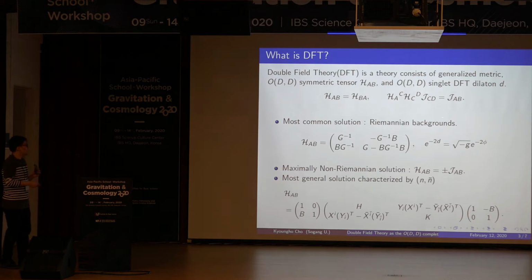So, as GR consists of a metric, double field theory is a theory consisting of generalized metric and ODD singular dilaton D. So what ODD symmetry means is it is symmetric and it's transformed like this. The most well-known solution of this equation is Riemannian background. So in string theory literature, this is well-known supergravity background. And another specific exotic solution is the so-called non-Riemannians, something like this.